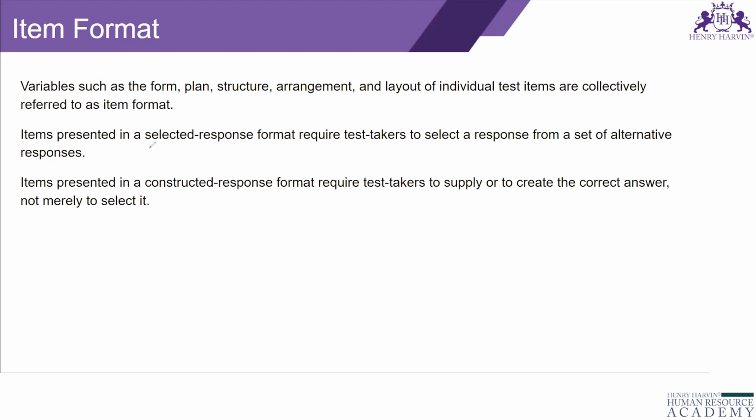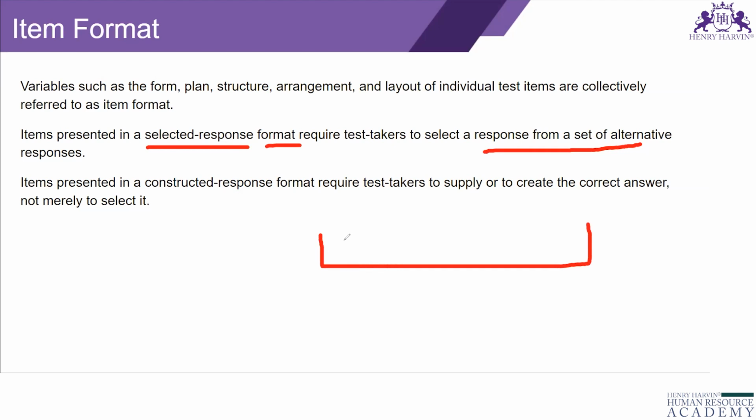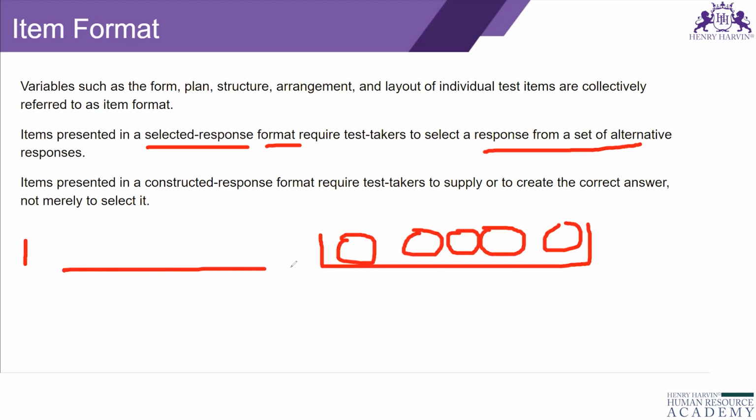Items presented in a selected response format require the test taker to select a response from a set of alternative responses. So if there are, say, 5 different responses, you have to select one. If you're doing it online, you will be clicking here. This way you are selecting from a set of alternative responses, and you are selecting the best one as per you.